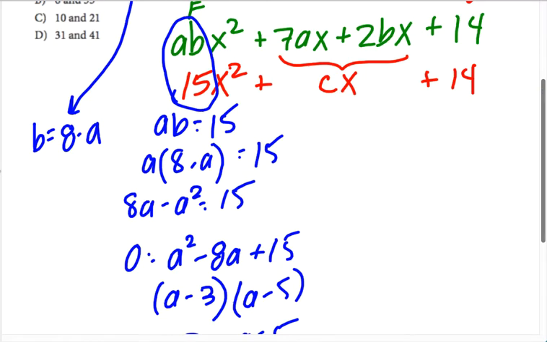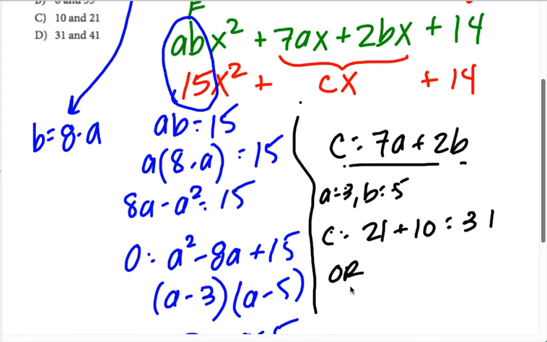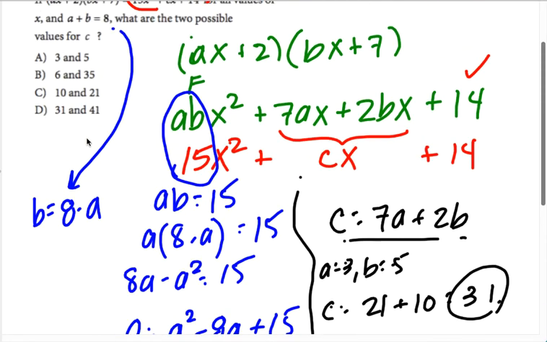So then the trick with finding c, right, we're asked for values of c, we can see that c is just 7a plus 2b, right? So basically, there's two different options. Either a is 3 and b is 5, in which case c is 21 plus 10, or 31. Or a is 5 and b is 3, in which case my c is 35 plus 6, which is 41. So I get 41 or 31, and I think that's answer D.